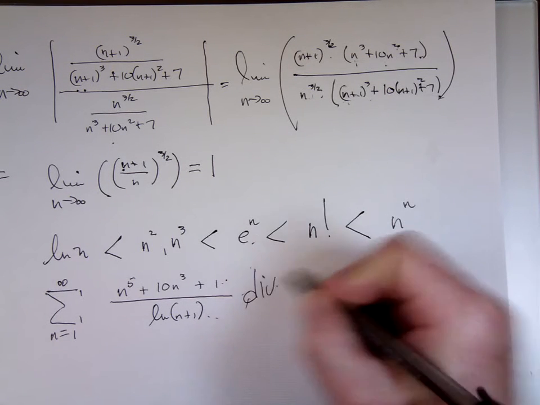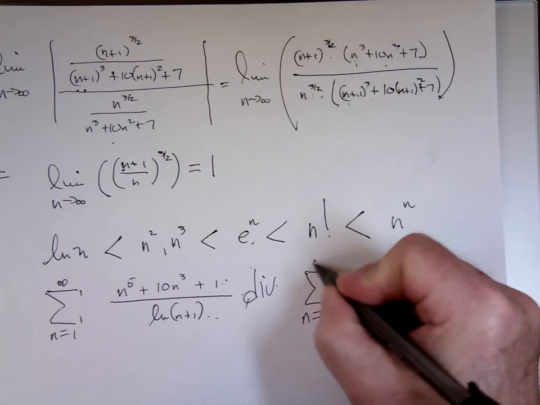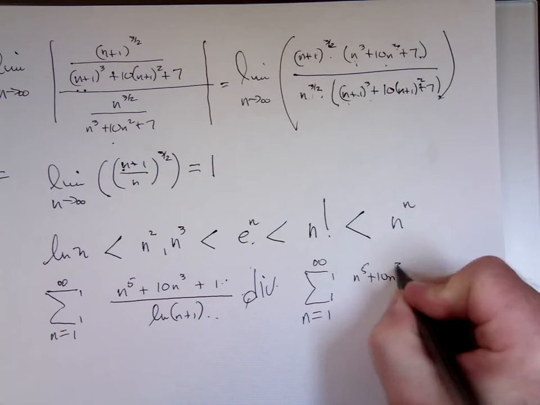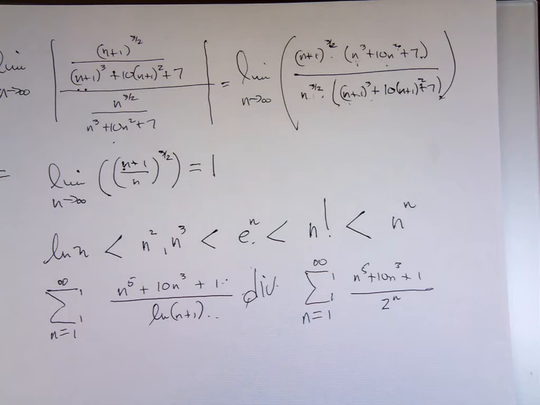Suppose you have this. Let's take n to the 5th plus 10n cubed plus 1. Let's say it's over 2 to the n. Now what happens? It converges, yeah, because the exponential function increases faster.